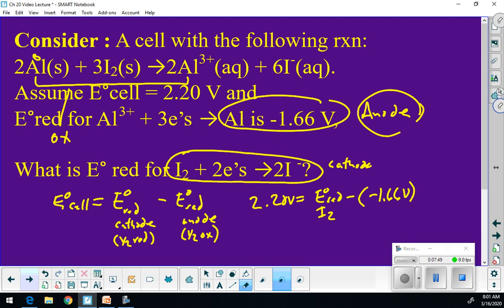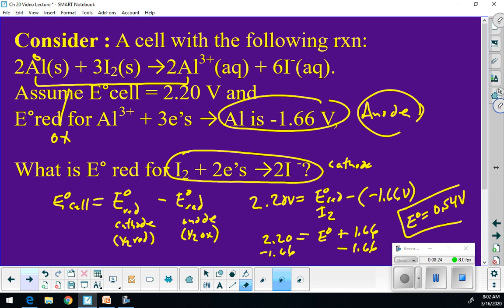So what do I get out of that? I'm going to take a 2.20 and I'm going to subtract my 0.166, right? Because, ladies and gentlemen, this would really be 2.20 is equal to my standard reduction potential. A negative minus a negative is really a positive 1.66. So how do I get rid of the negative? I have to do this, right? Subtract. You guys remember basic math. Fox would be so proud of you all if you can handle this. And you get a 0.54 volts. So that's what my standard reduction potential, 0.54 volts, would be for iodine.